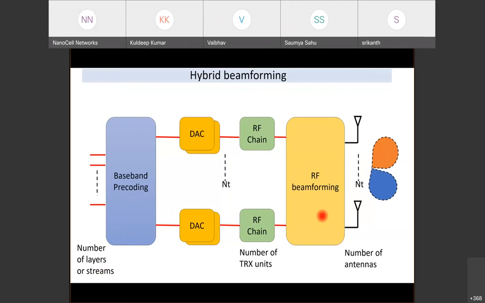Okay, so many practical systems do try to combine these two. That is why you will see some language of hybrid beamforming being used.